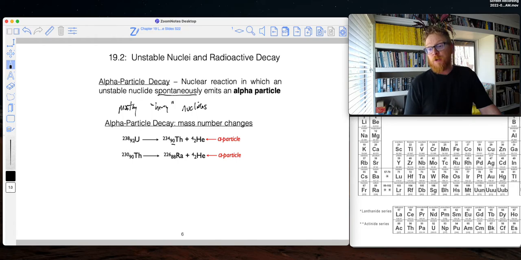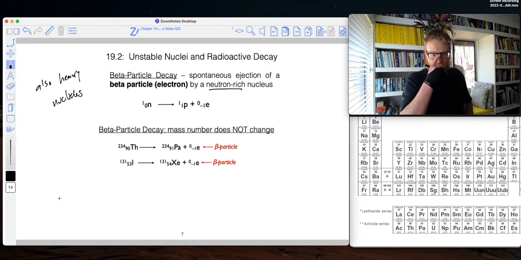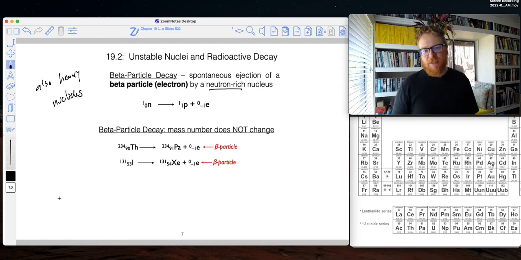how the alpha particles are mostly from heavy nuclides and those that are a large abundance of neutrons, which you can see the uranium-238 and the thorium-230. These also are known to undergo beta decay. So I'll say also heavy nuclides.